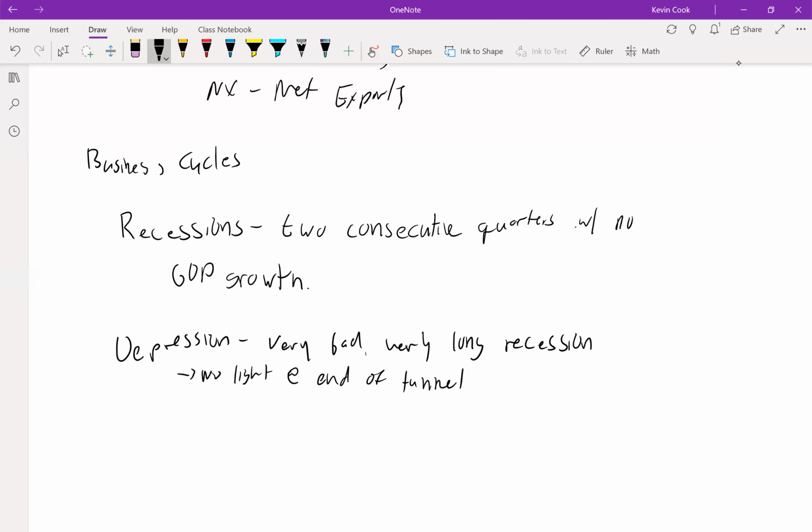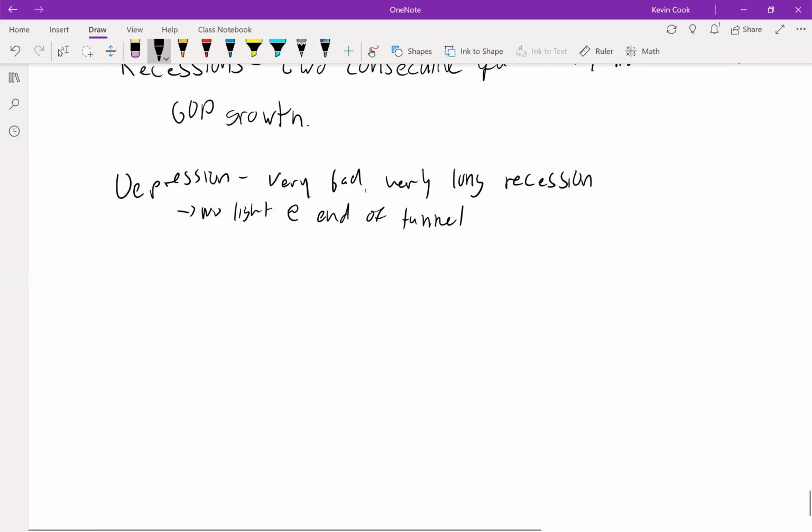So we have our business cycles, and we want to know what both of those are. And then what we ended our GDP chapter with was a little talk on GDP per capita. And this was just equal to our GDP divided by our population.